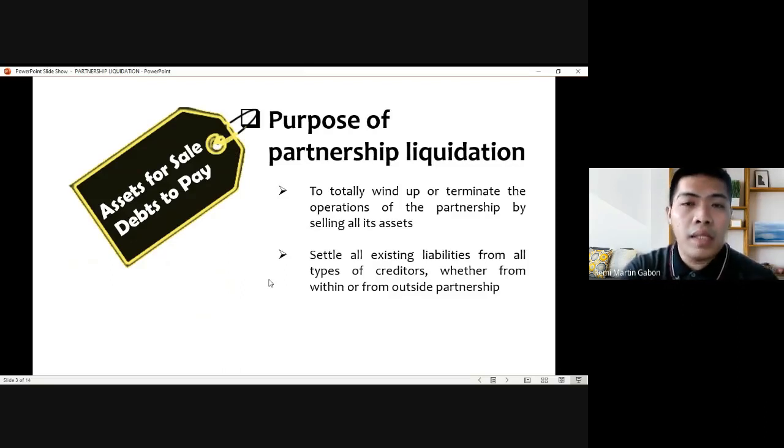But the business or the operation is still continuing. However, in a liquidation, termination of operation. How is it done? Selling of assets. And after selling of the assets, another purpose of partnership liquidation is to settle all the existing liabilities from all types of creditors, whether within or outside the partnership. Okay?